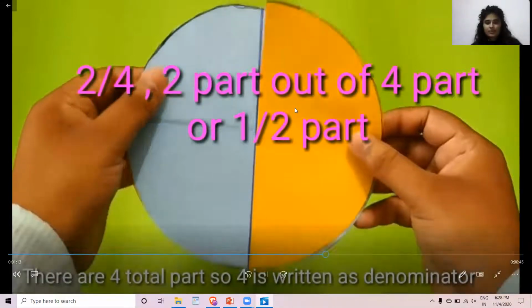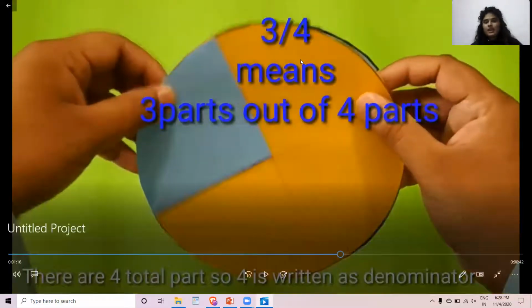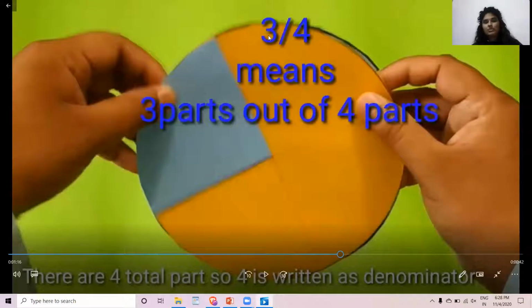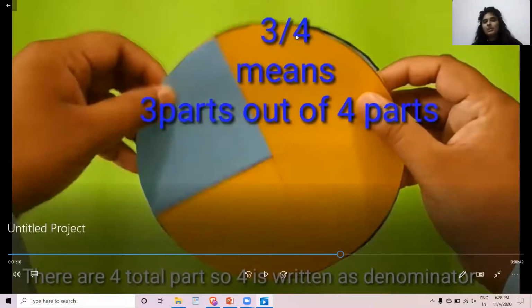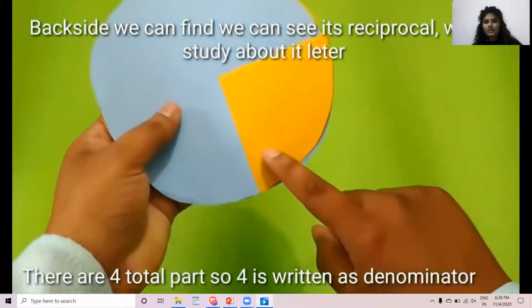Now let's move to next. Now you can see here I have how many parts? Still I have 4 parts, but I'm talking about 3 parts here. So you will write 3 in the numerator and 4 in the denominator, because the total number of parts should be in the denominator and the number of parts we are talking about should be in the numerator. So numerator must be 3 and denominator must be 4. Let's move ahead.